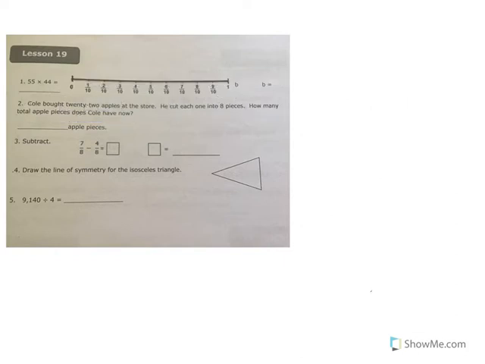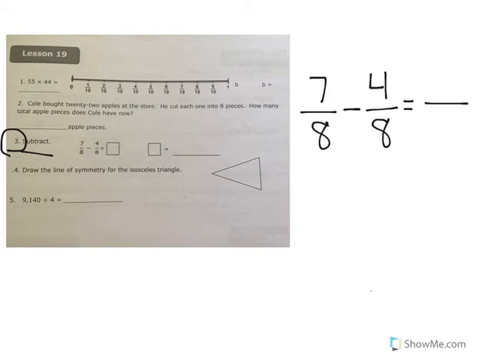All right, let's do number 3, subtract. So they already tell us what to do. 7/8 minus, or subtract, 4/8. So what we started learning about fractions is that when we add and subtract fractions, our denominators, which are the number on the bottom, represent our total number of pieces that our whole is divided up into. So this is 8.